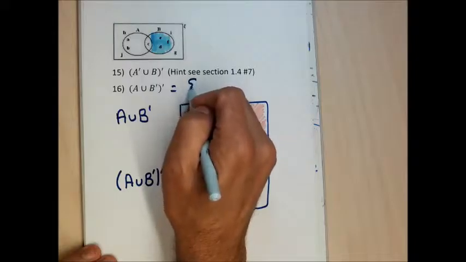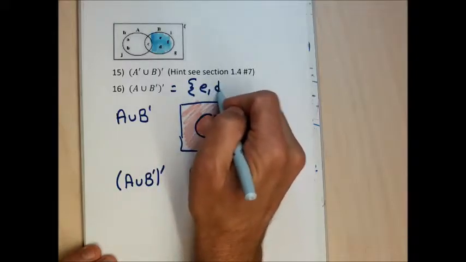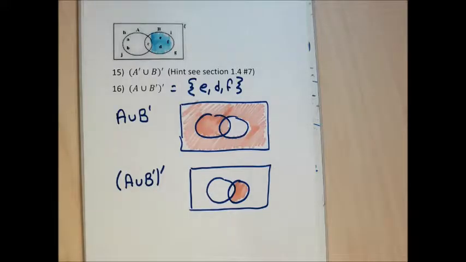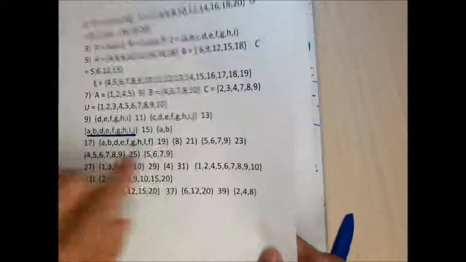So for problem 16, the answer is going to have the elements. The set's going to contain the elements E, D, and F. If I had to guess, your problem 15 is going to have the letters A and B in it, and there's the answer to 15. If you got A and B, you did well.